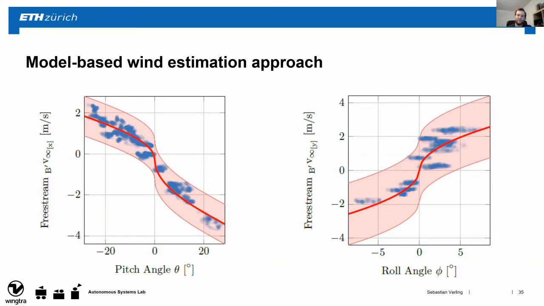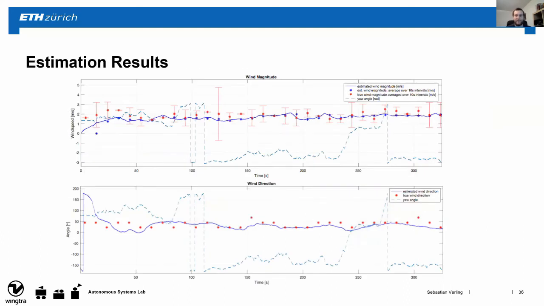Now, if we use this information, we can try to estimate the wind as we proposed before. And here you can see the results of this. In blue, you can see the estimated wind magnitude on the top and direction on the bottom. And in red, you can see the measurements that we got through a wind sensor that we mounted on the ground.